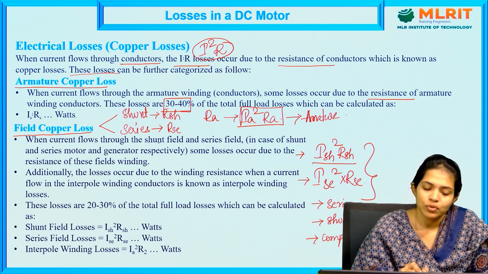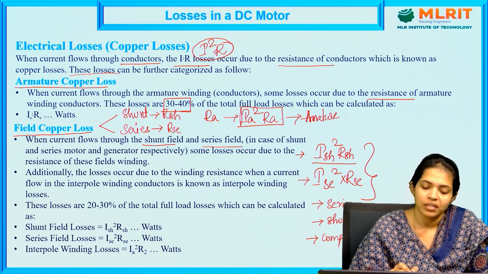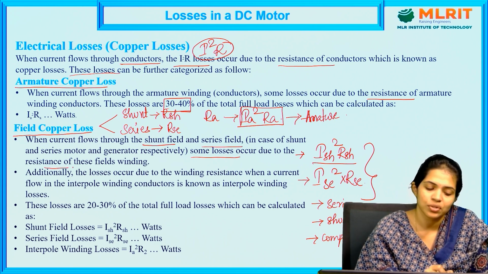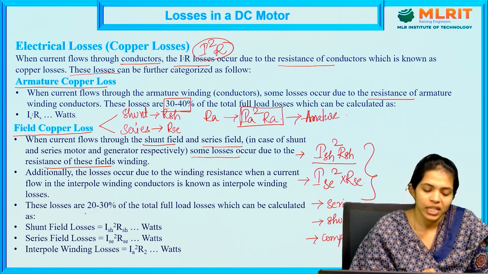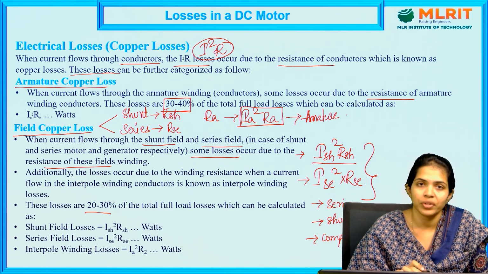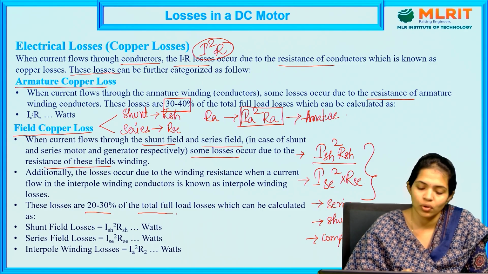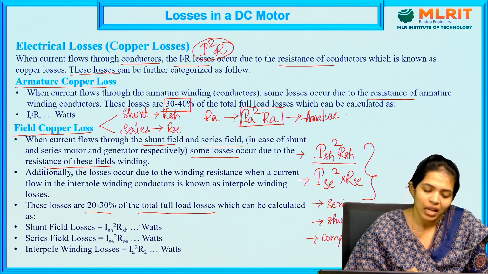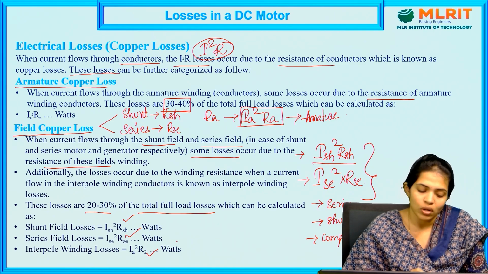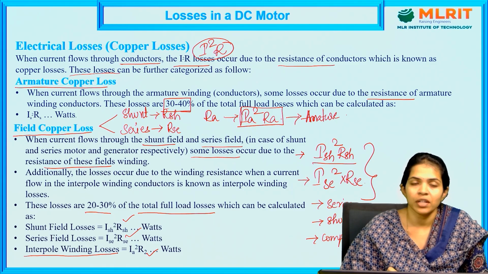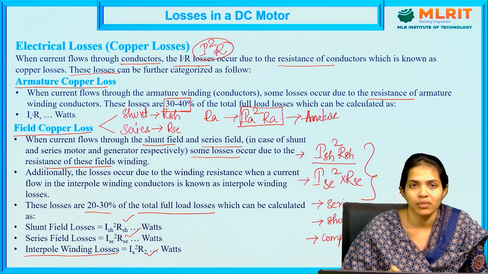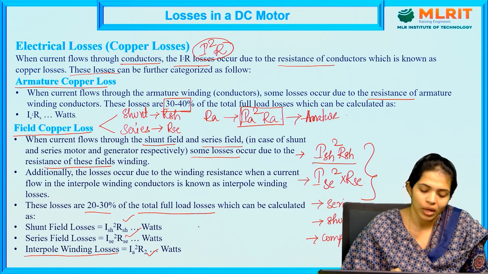When the current flows through the shunt field and the series field, some losses occur due to the resistance of these field windings, which is called field copper loss. This field copper loss constitutes about 20 to 30% of total full load losses, which can be calculated by using these three formulas. Together we also have interpole winding losses. We know that the interpoles are the poles situated between the main poles to compensate the armature reaction effect.